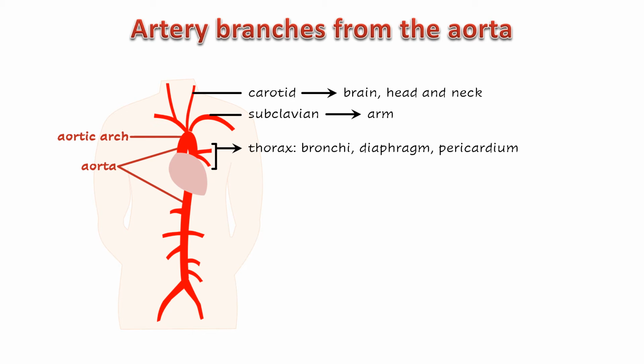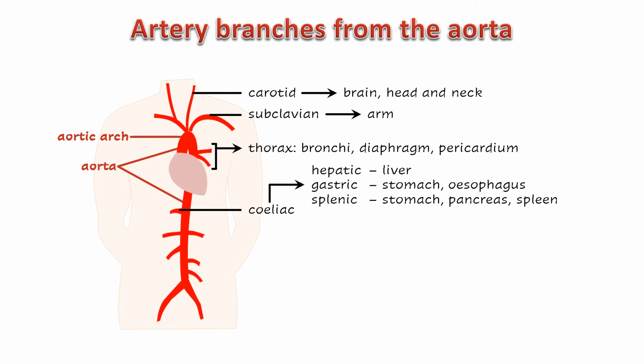The first branch below the heart gives rise to the celiac artery or celiac trunk, which then branches into the hepatic artery supplying the liver, and the gastric and splenic arteries supplying the stomach, esophagus, pancreas and spleen. Below that, the renal arteries branch off to the kidneys.